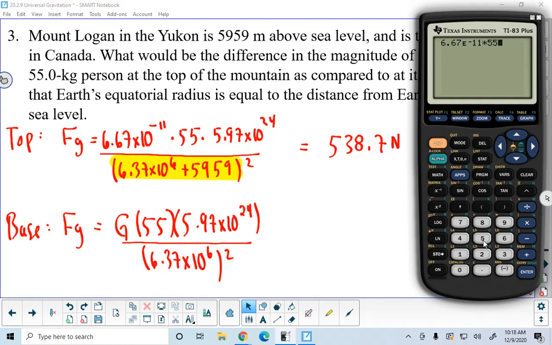Times 55. Actually, you know what? I'm just going to do this. Get rid of this. I don't need the brackets here, but it's just the way I edited it. And what I get is 539.7.